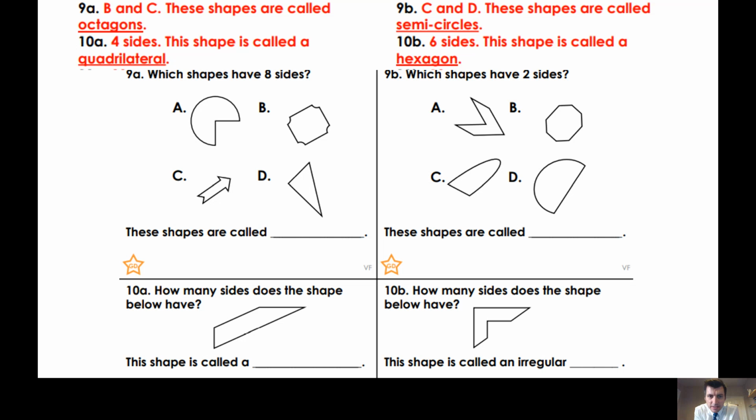And the second shape, the second sheet, we can see B and C are both octagons. So remembering those 8-sided shapes from yesterday, and C and D we would call semicircles. 4-sided shapes are always called quadrilaterals, whether they're regular or irregular. Here's an irregular quadrilateral. There's a special name for the regular quadrilateral, which we talked about earlier, which is the square, but this is a quadrilateral. And this 6-sided shape is a hexagon. So we can see 10B, the hexagon.